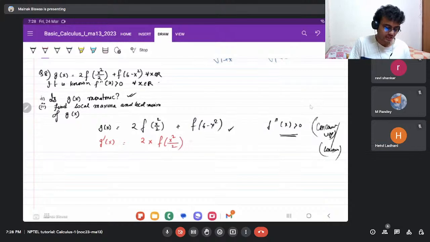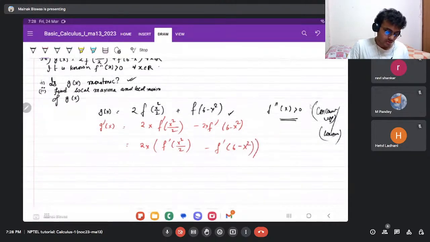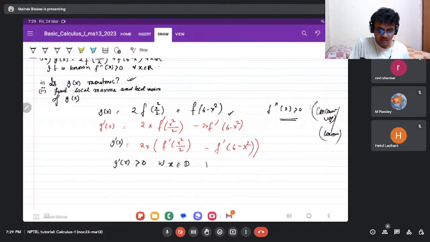So I will have to take the derivative. It's 2x into f dash of x square by 2, minus 2x into f dash of 6 minus x square, right? I'm just using the chain rule. Is this okay? This is g dash x. Now, as was pointed out, if g dash x is greater than 0 for x belongs to D, then D is the increasing set.